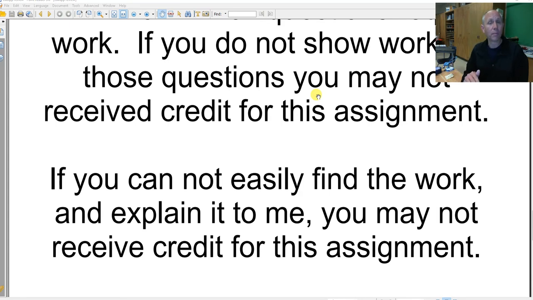That's what I'm looking for in the notebook. I expect you to show your work and be organized and be able to explain it to me.